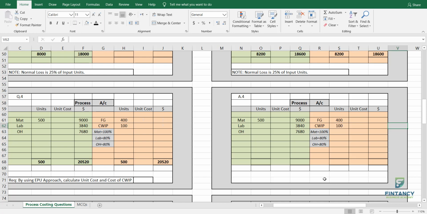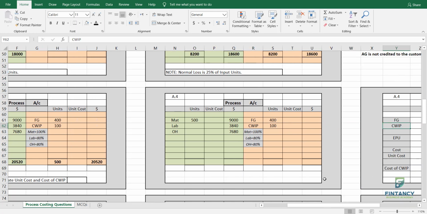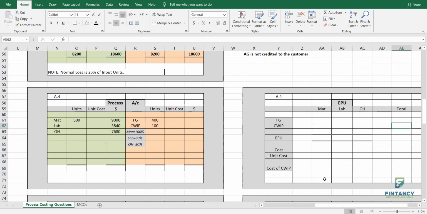This is how to construct the EPU. Okay, I have already constructed for you. See, this is EPU. So see how many columns I made? 3 columns. Material, labor, overhead. If they are giving you material CC, so you will make 2 columns, material and CC. And 1 column also make for total. Okay.